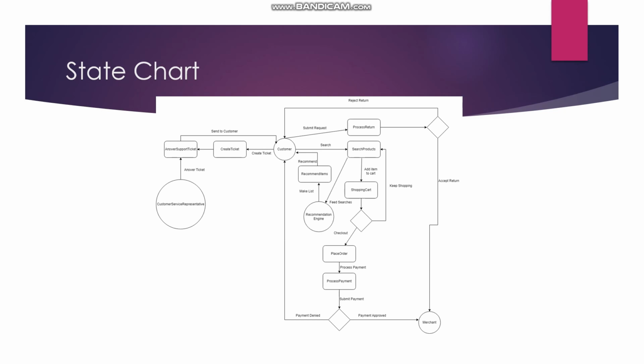A customer can also process a return, where this then reaches the gate where it's either accepted and the information is sent to the merchant, or it is denied, and once again the information comes back around to the customer to inform them of the decision. Finally, a customer can create a ticket, and that ticket will be answered by a customer service representative. No matter what happens here, the ticket will be answered and sent back to the customer so that they can receive the help they need or the feedback from the ticket.